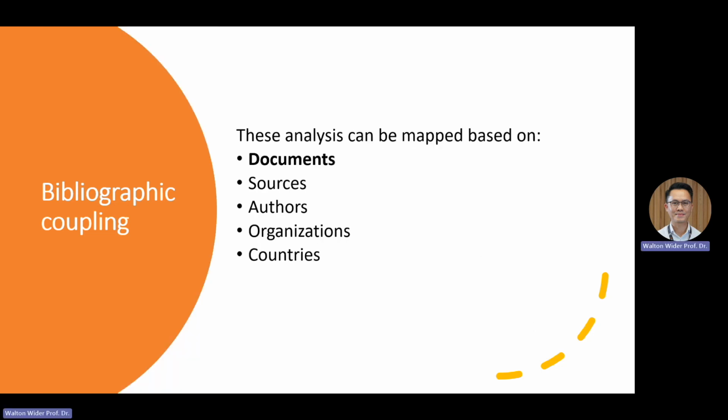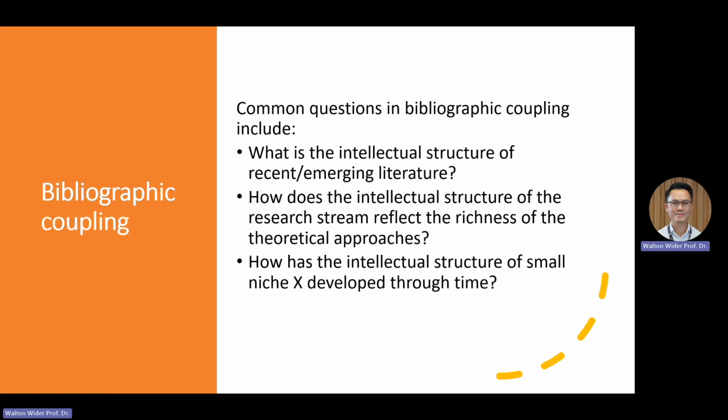Again, bibliographic coupling also works similarly to co-citation. You can map based on documents, sources, authors, organizations, and countries. So common questions for bibliographic coupling include, but are not limited to, this.